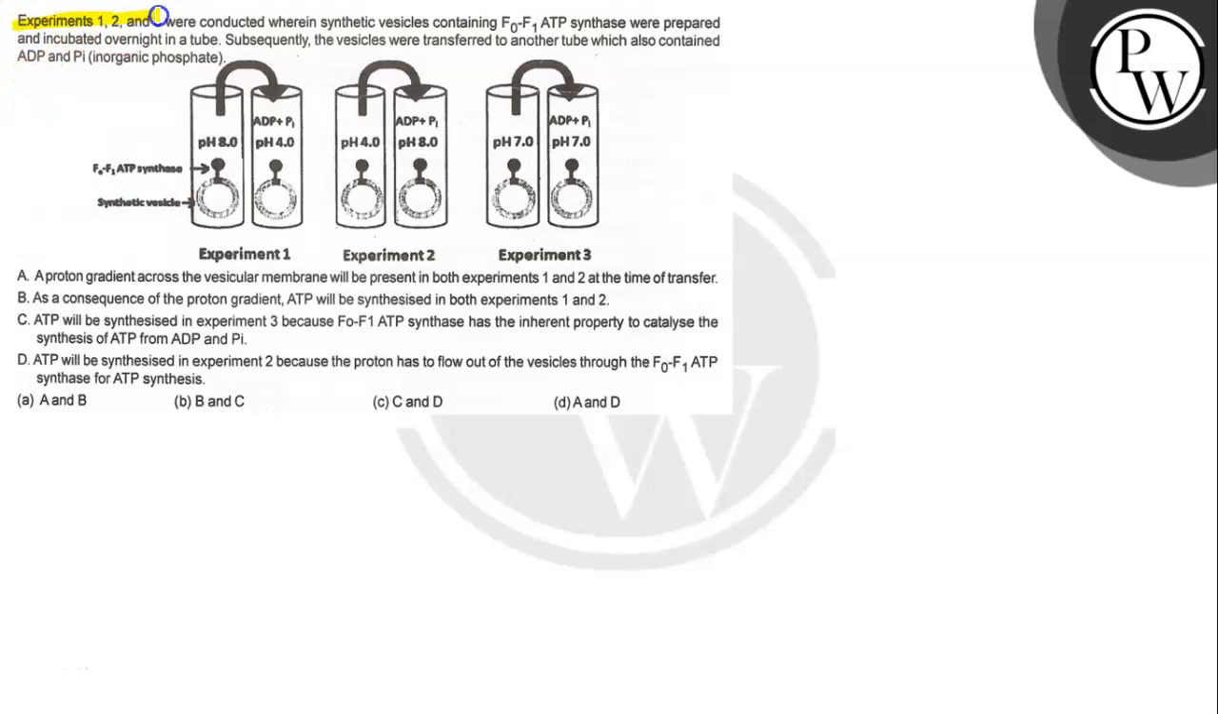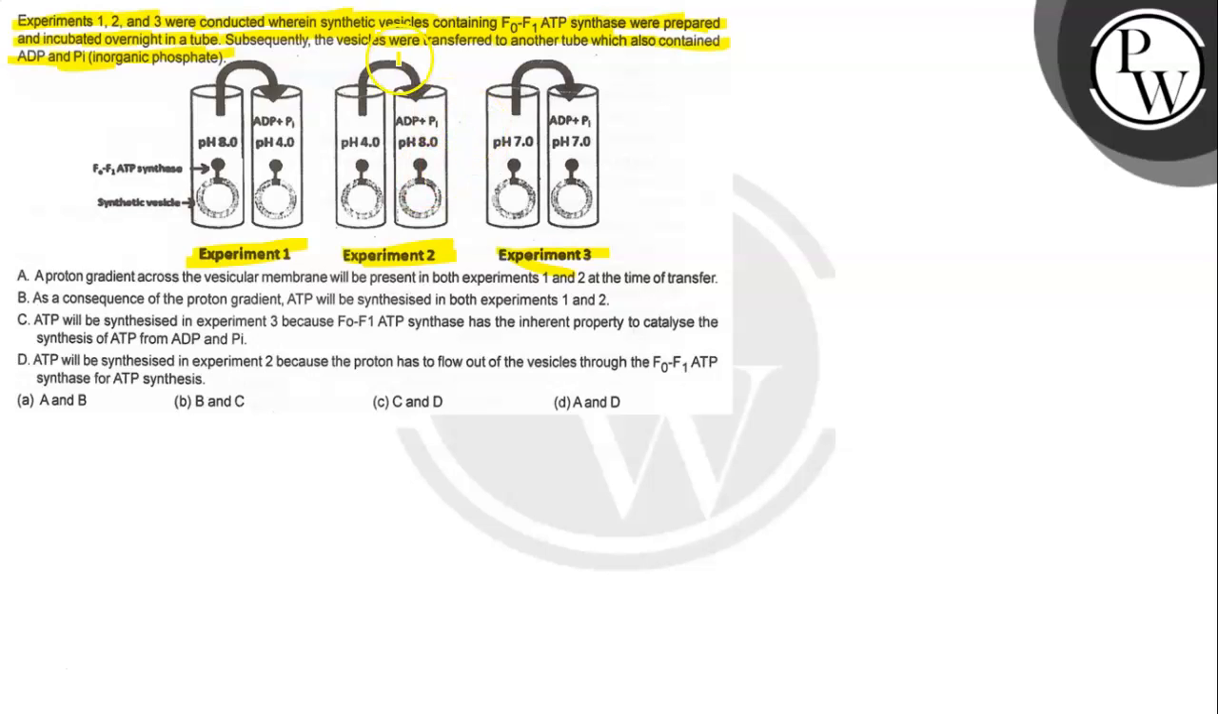The question says that experiments 1, 2, and 3 were conducted wherein synthetic vesicles containing F0, F1 ATP synthase were prepared and incubated overnight in a tube. Subsequently, the vesicles were transferred to another tube which also contained ADP and inorganic phosphate. So experiment 1 is conducted in these two tubes, and experiment 2 is given here, and experiment 3 here. So which one of the following is correct?